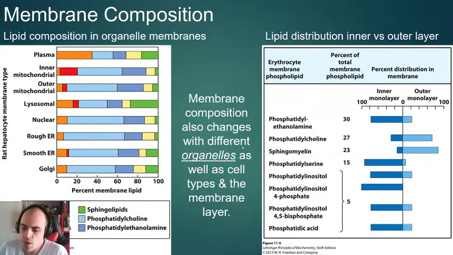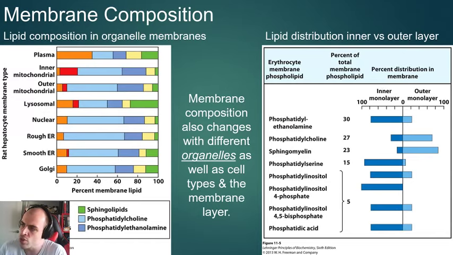Okay. So this is essentially what I was explaining before. So membrane compositions can change with different organelles as well as cell types and the membrane layer, whether it is the outer or the innermost layer. So we can see here, for instance, we've got phosphatidylcholine. We don't see all that much of it in the inner layer, but it's much more prevalent in the outermost layer. And same with sphingomyelin, which we can see in myelinated cells, so looking at our nerve and brain tissue. Whereas if we look at phosphatidylserine, much more of the inner lipid bilayer is comprised of phosphatidylserine.